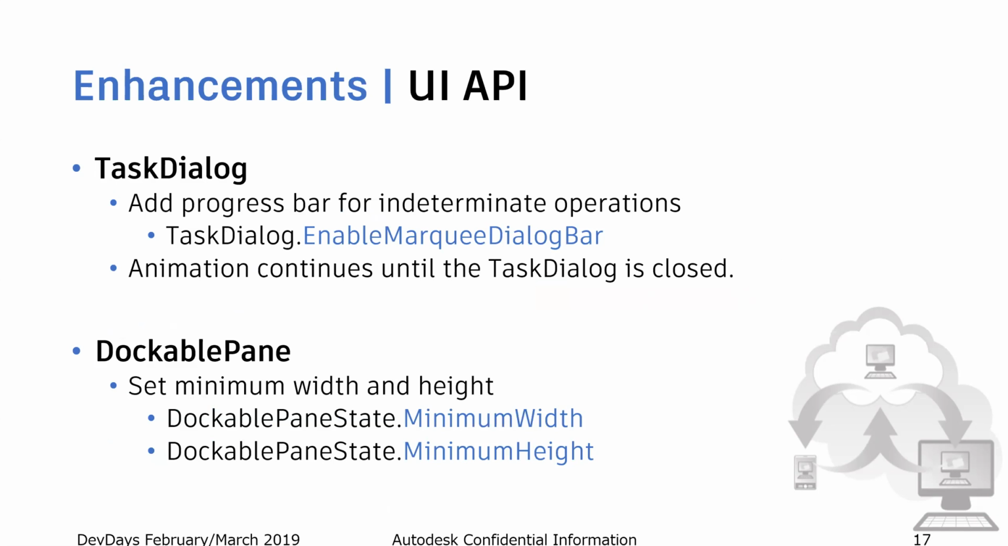For dockable panes, this was a big request. We heard from a lot of you that this was something that you needed. So you now have the ability to set a minimum width and minimum height. So now the dockable panes are not going to be too small for the information that you are trying to present.